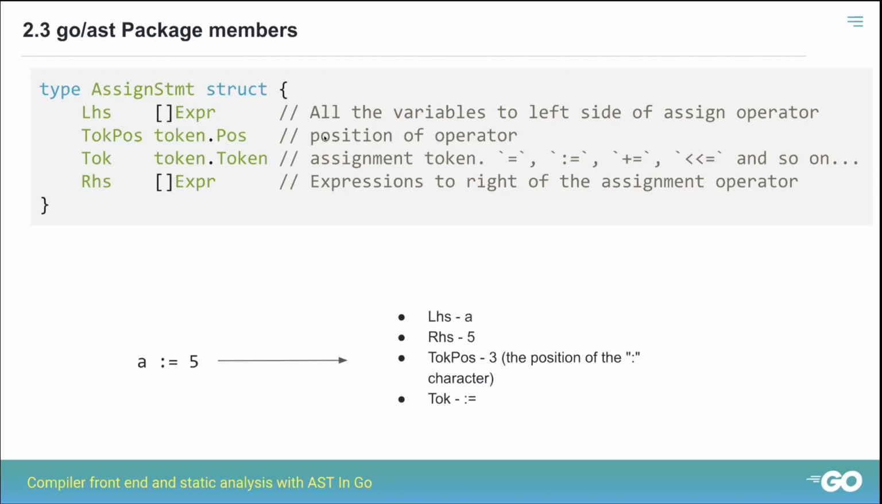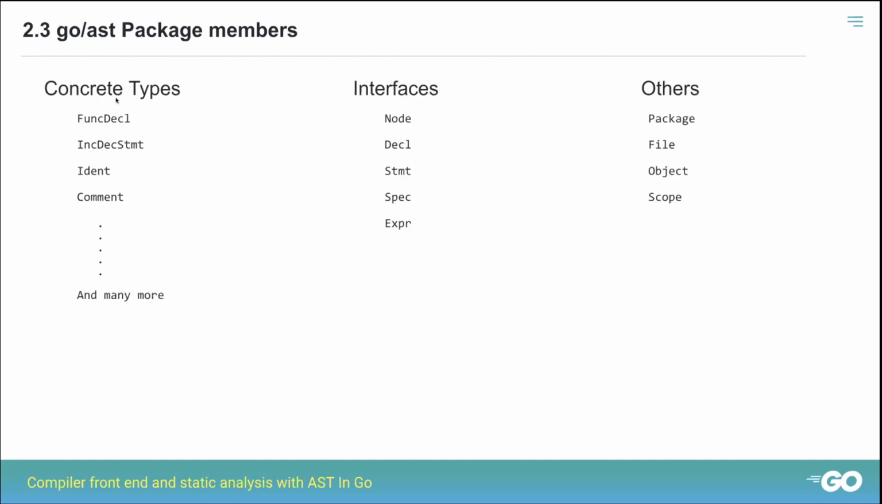So that's another type. And we have many more types in the Go standard AST package. We also have many interfaces, and we also have others which don't fall exactly into one of those.